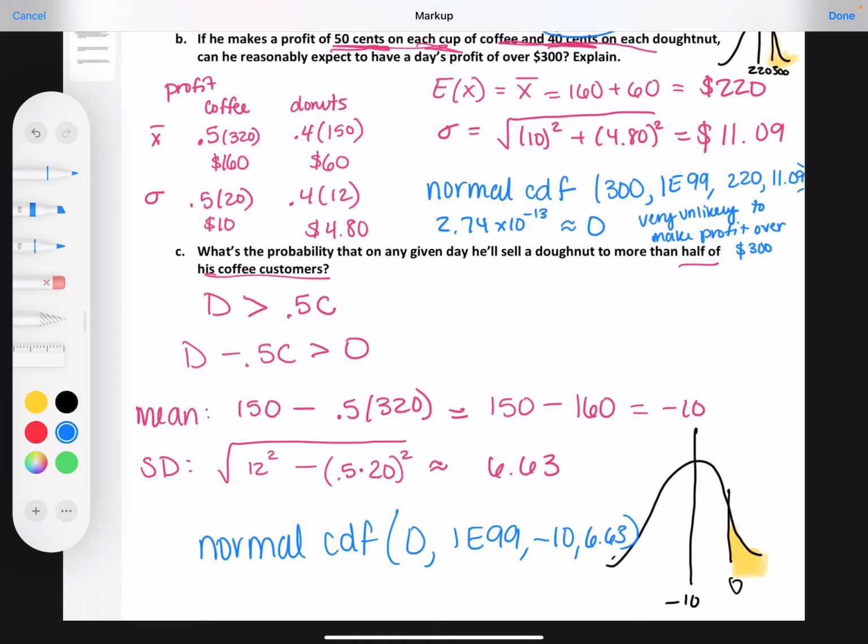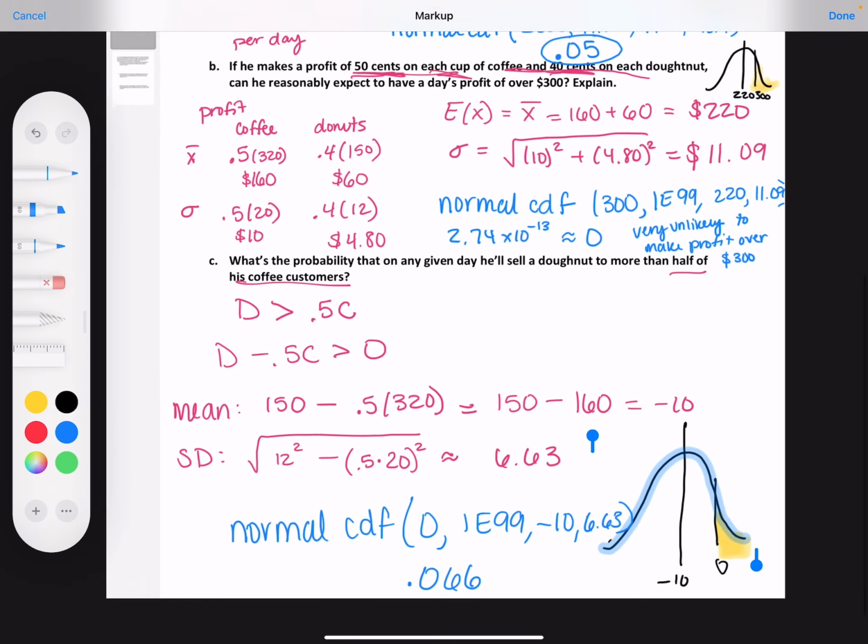0.065 or 66, I guess. Yeah, see, clearly something is wrong on my paper. I don't know what I was doing, but my paper's got all kinds of wrong numbers on it. We're gonna get rid of that. The answer, normal CDF, 1E99, negative 10, 6.63. Well, it probably didn't help that my standard deviation was off by like 10. Yeah, that probably hindered it a little bit.